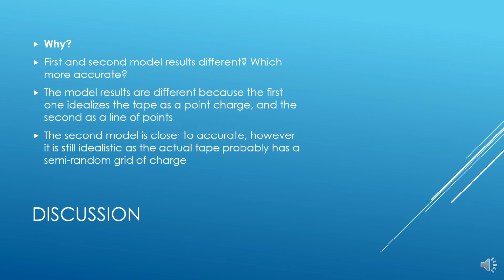Why are the first and second GlowScript models different, and which one is more accurate? The two simulations are different because the first one models it as a point charge and the second one as a line of points, which will create different results. The second model is most likely closer to being accurate, however, it is still idealistic because the actual tape probably has a grid of charge rather than a line.